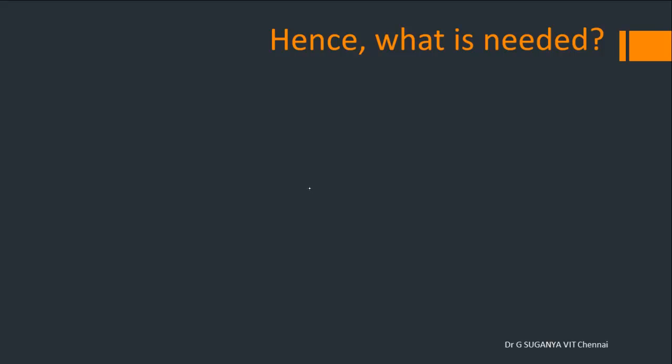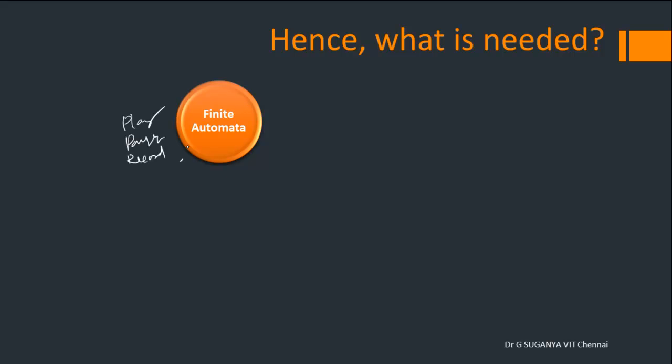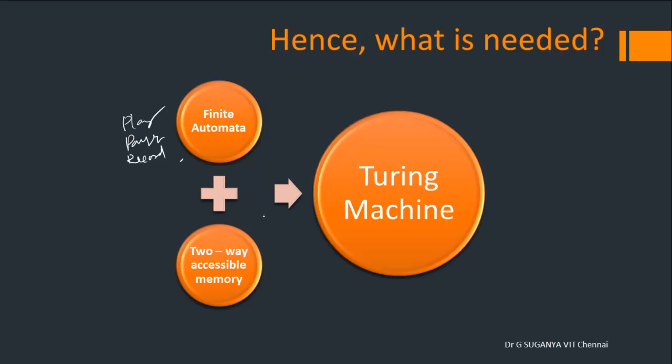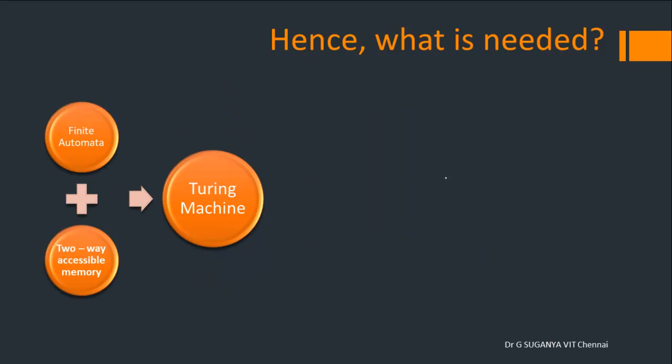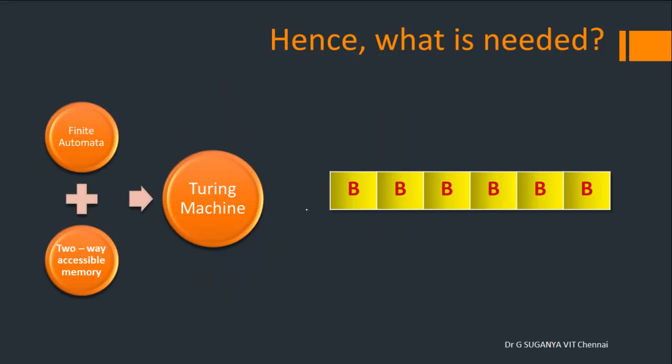So what is actually needed in order to have a complete recognition system? We need a finite automata along with a two-way accessible memory, which we don't have in pushdown automata, and together this is called a Turing machine. So this Turing machine, let's have a look at it with an example.